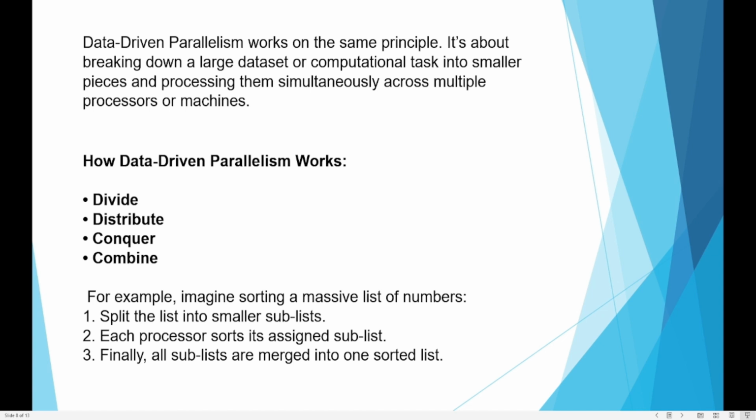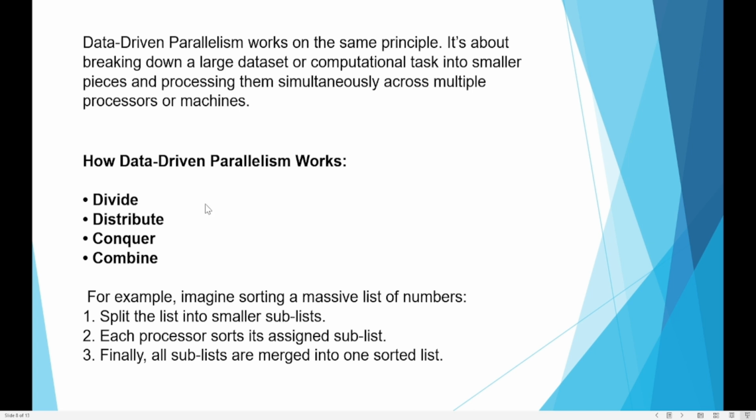In the second step, which is distribute, the chunks are sent to different processors or nodes for execution purposes. And in the third step, which is conquer, each processor works on its chunk independently. And in the fourth step, which is combine, the results are aggregated to form the final output.